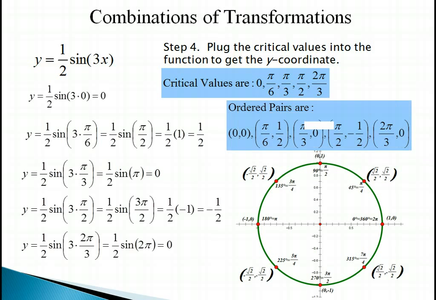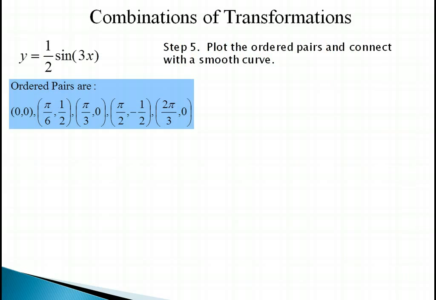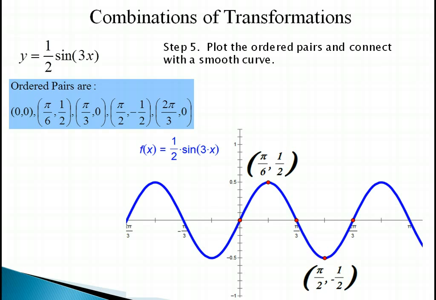Alright, so now that you have these critical values and your ordered pairs, what you want to do is plot them and draw your graph. Alright, so plot your ordered pairs and sketch your curve, and you should get something that looks like what I have here. So check your work and make sure you're doing it correctly.